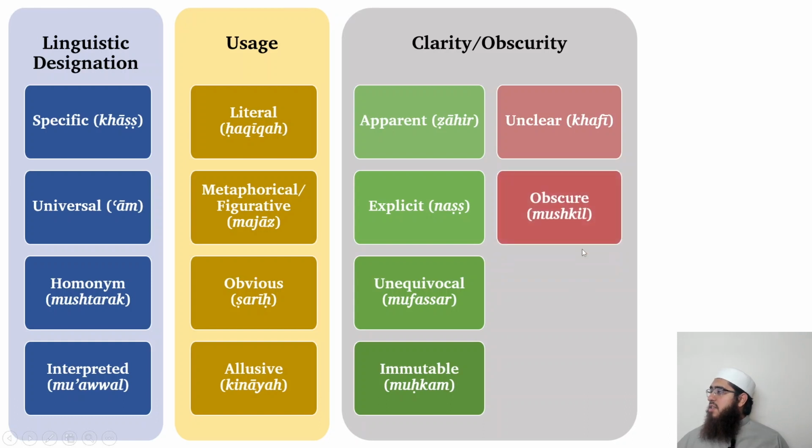Second category was obscure, which is mushkil, right? Here the obscurity is slightly higher than the first level, which is unclear. There, the actual ruling was clear. Here, the actual ruling is obscure. Here, there are multiple possibilities for what the actual ruling could be. What's the ruling? The ruling of the first one was, you have to just ponder a bit and try and figure out whether the ruling applies and whether there's an increase or a deficiency in application.